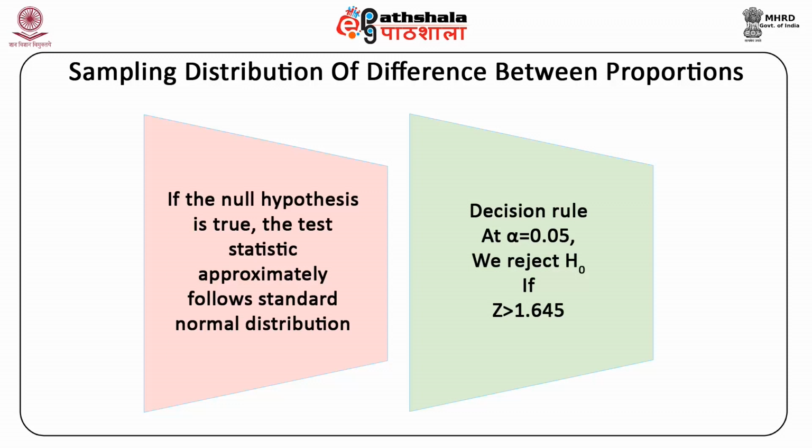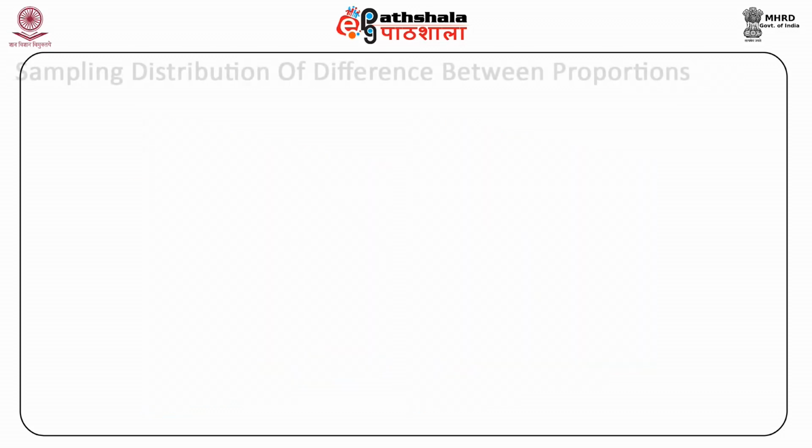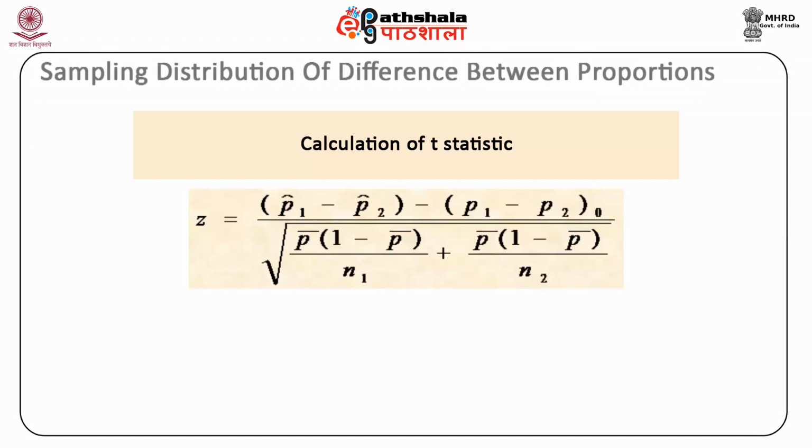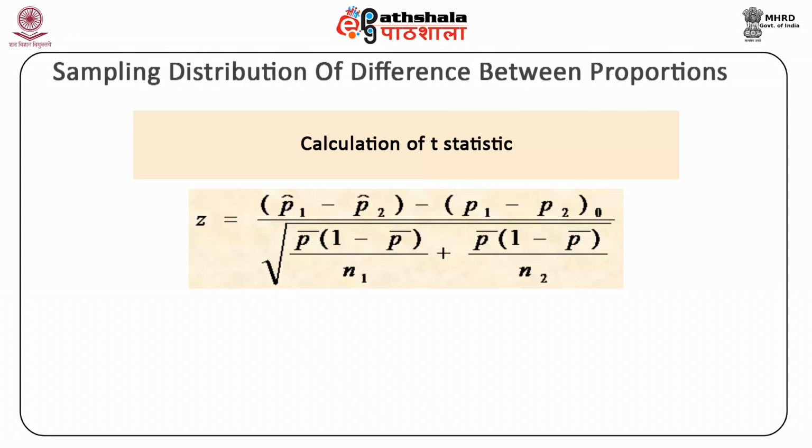If the null hypothesis is true, the test statistic approximately follows the standard normal distribution. The decision rule states that with alpha equal to 0.05, the critical z-score is 1.645. We reject if z is greater than 1.645. Moving on to the calculation of the test statistic.